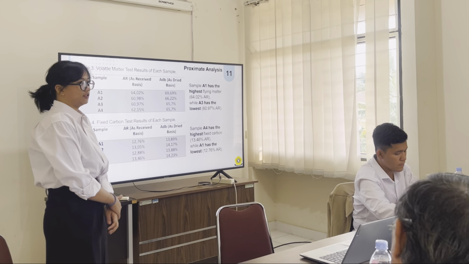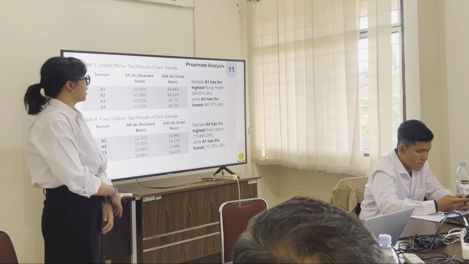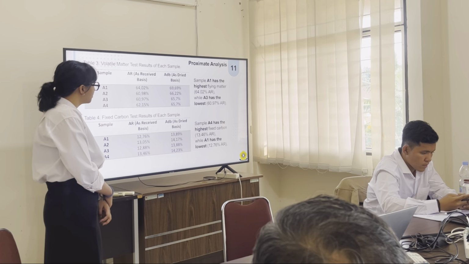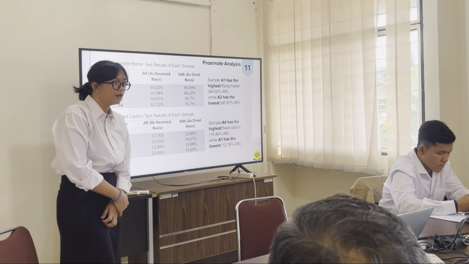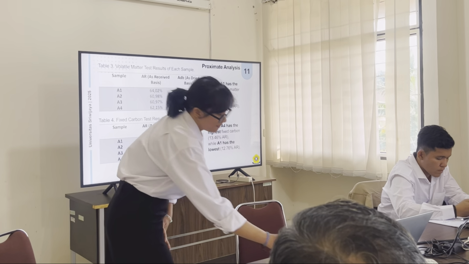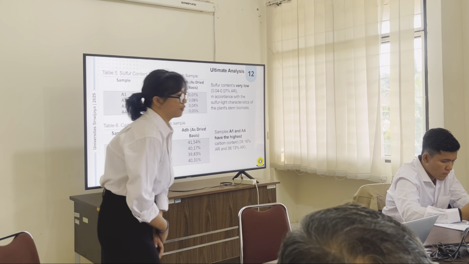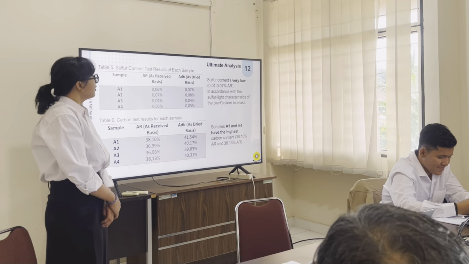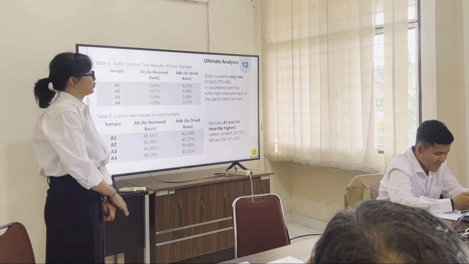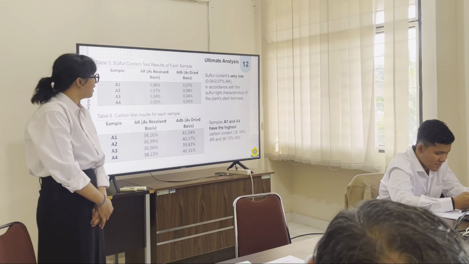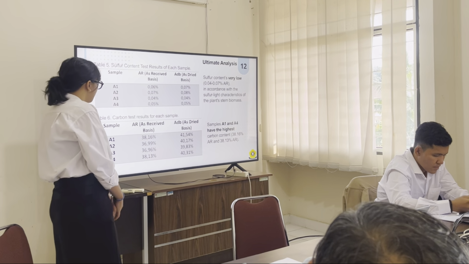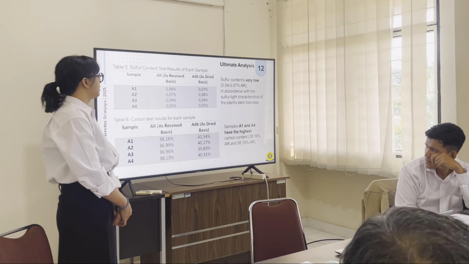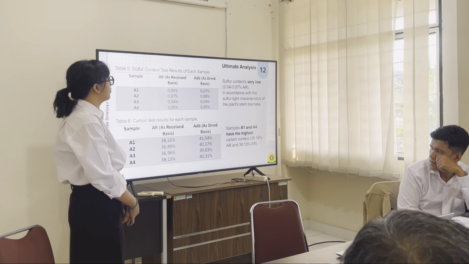Fixed carbon, which totally supports the hypothesis, where A4 has the highest fixed carbon, 13.46% AR, and A1 has the lowest with 12.76% AR. Okay, I'll move on with the ultimate analysis. I'll start with the sulfur, which is very clear that sulfur content is very low, in accordance with the characteristic of the plant's stem biomass. And then for the carbon, samples A1 and A4 have the highest carbon content with 38.16 and 38.13% AR.